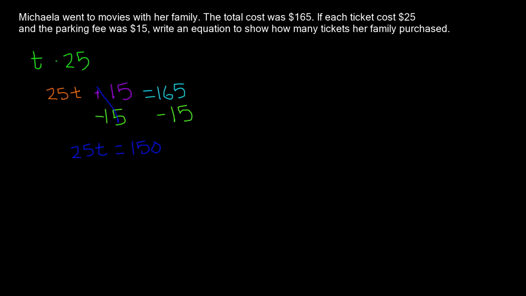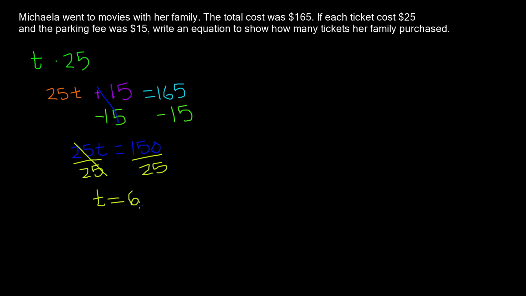Okay. Next thing is multiplication or division. In this case, 25 is being multiplied to t, so we're going to divide by 25 to get the 25 canceled. So we're going to be left with t is equal to 150 divided by 25, which is 6. So that means the family purchased 6 tickets. So it was Michaela and 5 other people in her family, so they purchased 6 tickets, and the total was $165, okay?